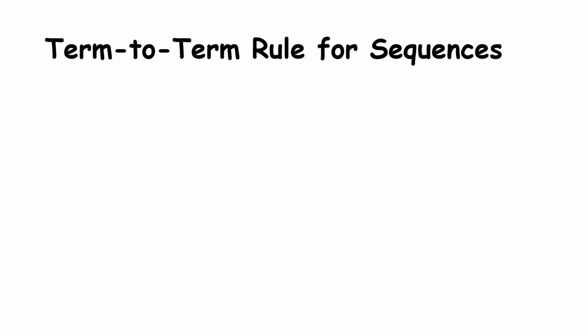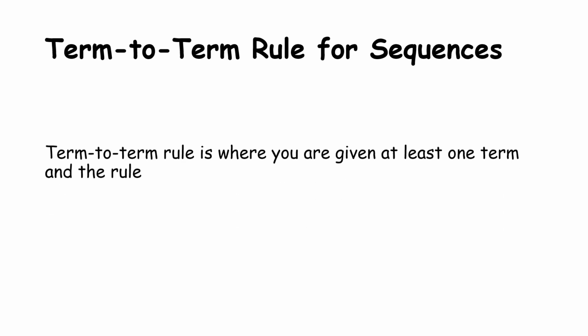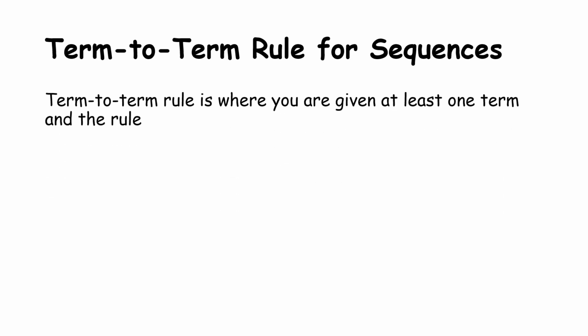So let's talk about the term-to-term rule for sequences. If I was to ask you to write a linear or an arithmetic sequence, I need to give you two pieces of information. I would need to tell you what the rule is. So what do you need to do to get from one term to the other? We call that our difference. And the other thing I'd need to tell you is where to start. So the term-to-term rule is where you're given at least one term and the rule.